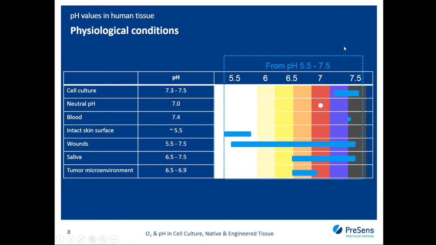So you see that the range from 5.5 to 7.5 covers most of the applications for cell culture and also for tissue. Actually, you can also find pH levels that are lower or higher within the body, but in this range from 5.5 to 7.5, most of the action takes place.